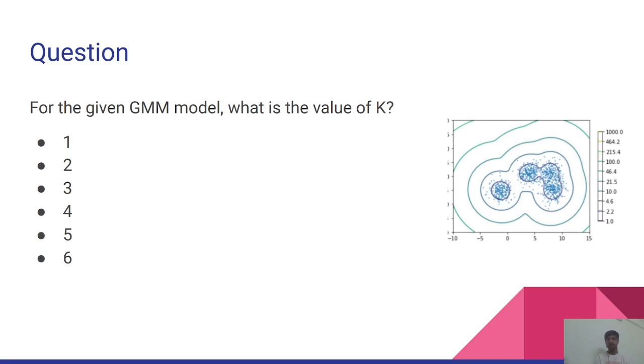Yes. So we have a GMM model, and we have to find the value of K. From this diagram, can you find what the value of K can be here? How many clusters are there?